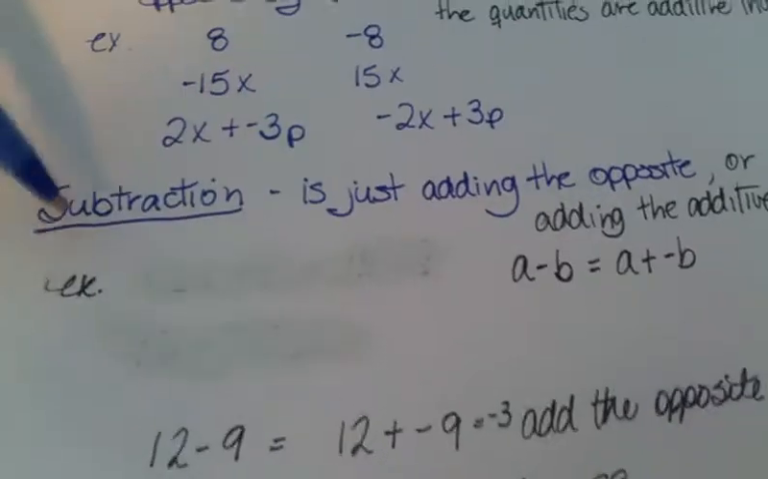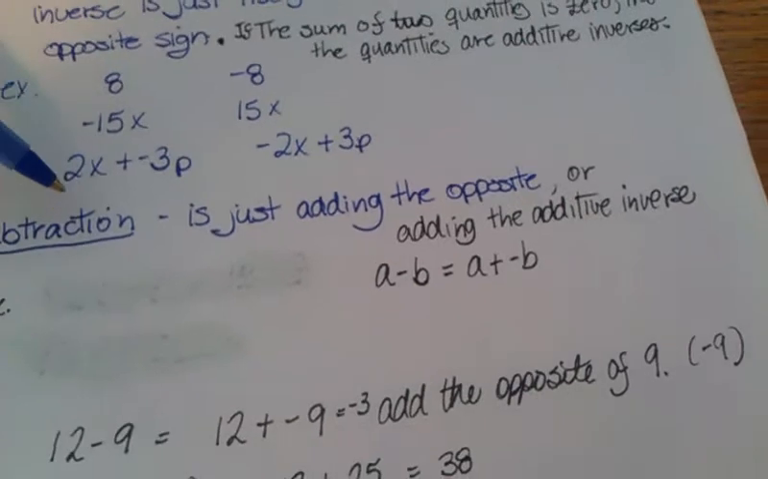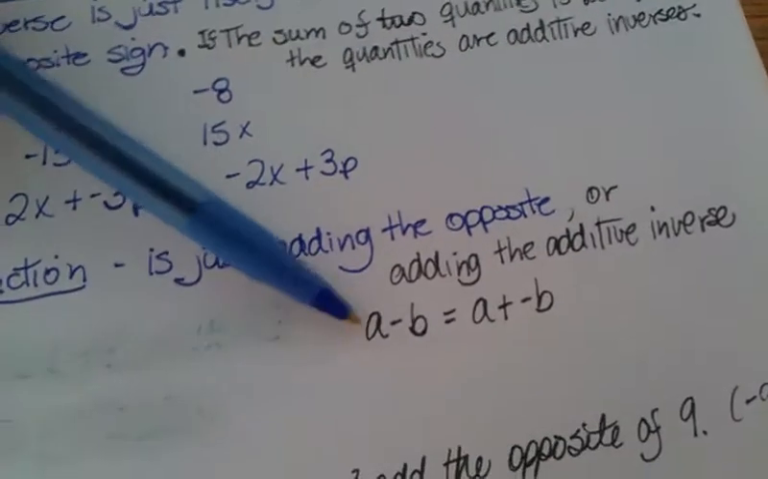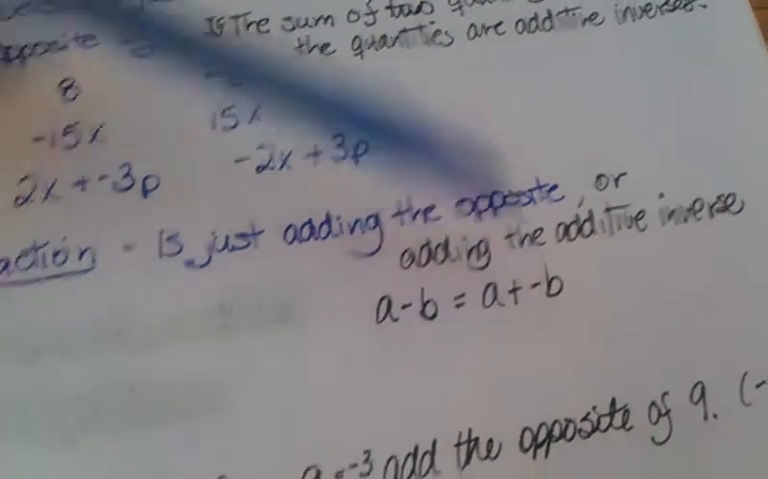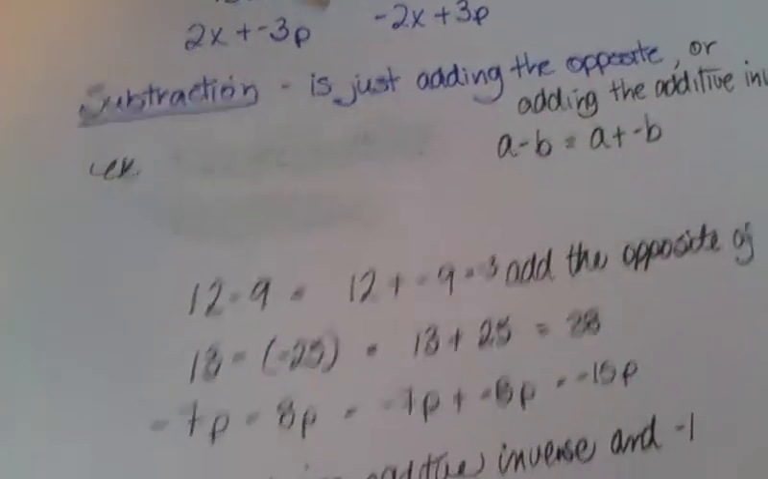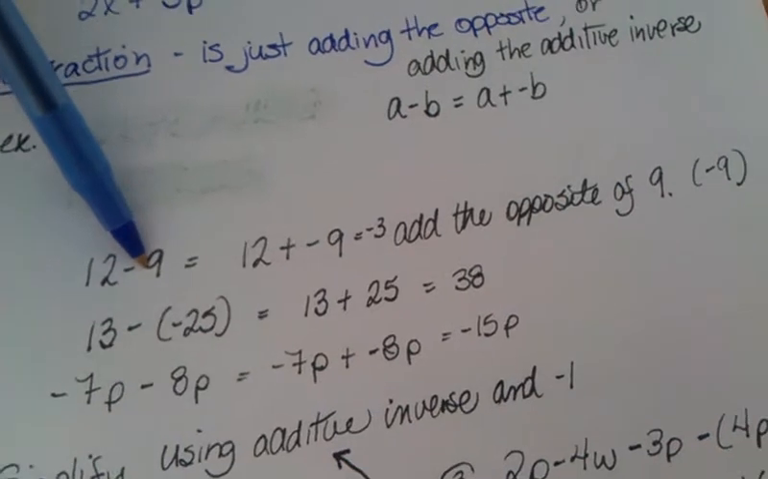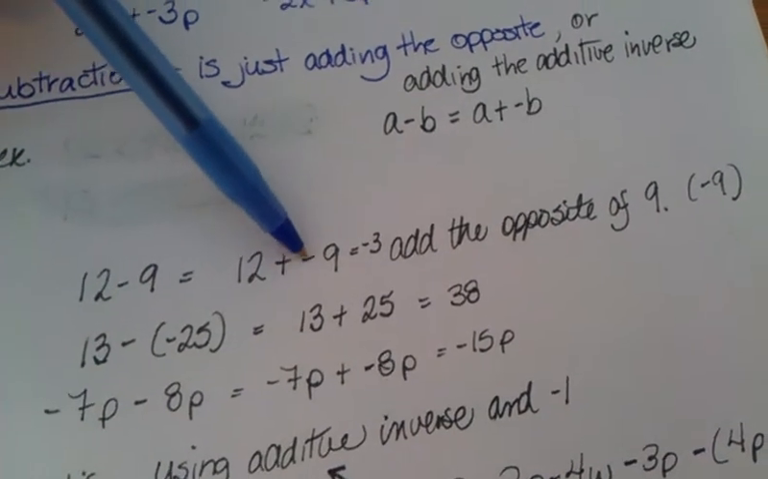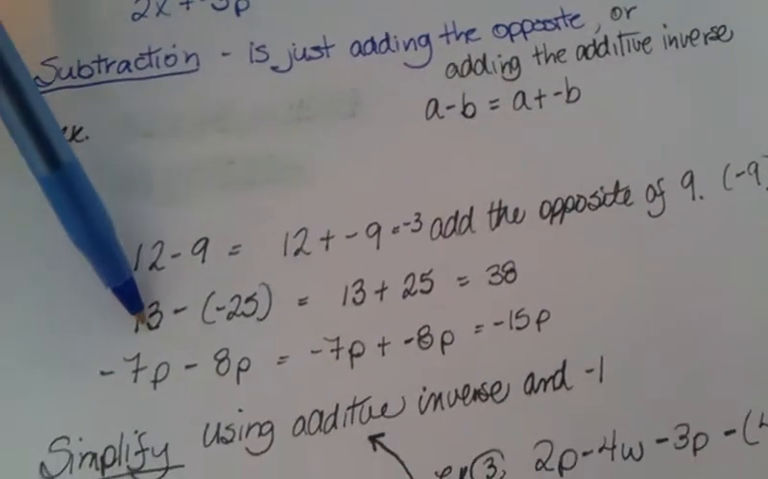And when we're talking about subtraction, subtraction is really just adding the opposite, or adding the additive inverse. So if I say a minus b, that's the same thing as saying a plus a negative b. So for example, if I have 12 minus 9, that is the same thing as saying 12 plus a negative 9, which is 3. We're just adding the opposite of 9.